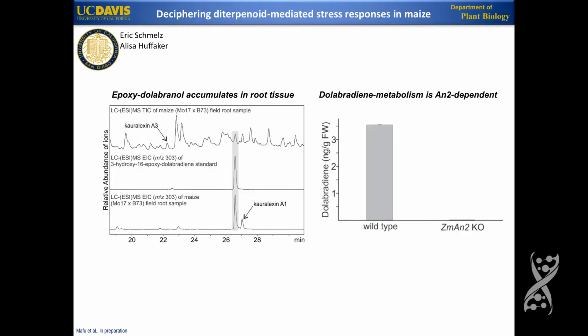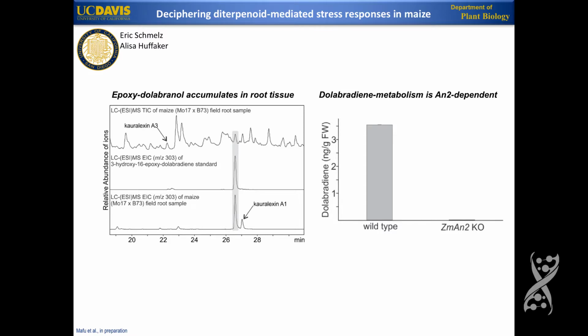And when we looked back into the tissue, we actually did find dolabradiene. And surprisingly so, we find dolabradiene as well as the epoxide almost exclusively in maize roots. So it was a nice approach to really go from metabolite to gene, and at the same time, gene to metabolite to elucidate these networks. We can also show that using an AN2 knockout mutant, we don't have any dolabradiene left. This pathway is entirely dependent on AN2.